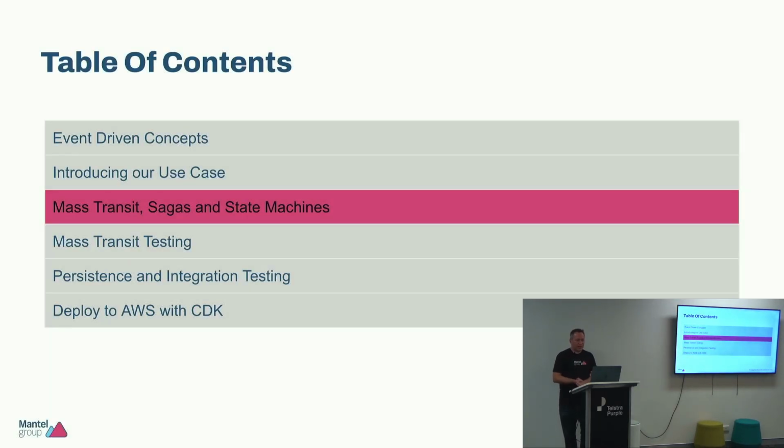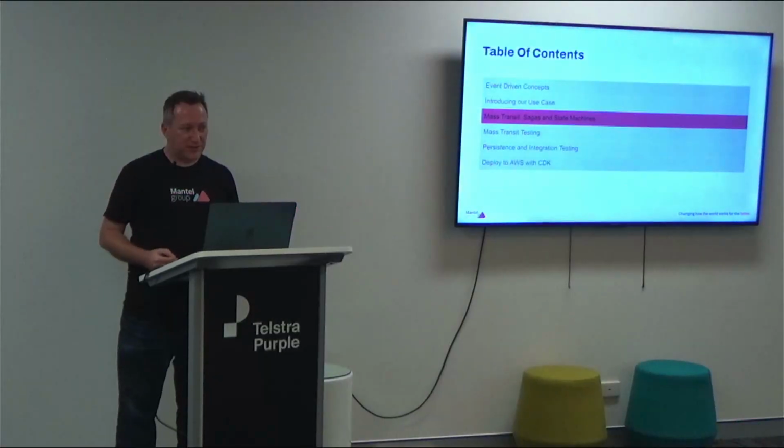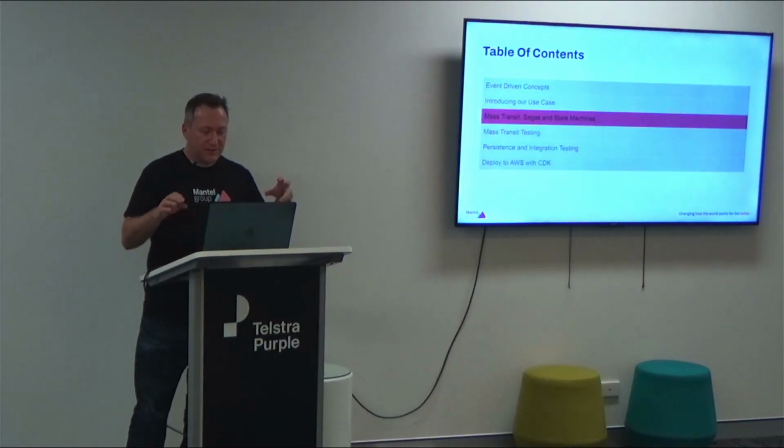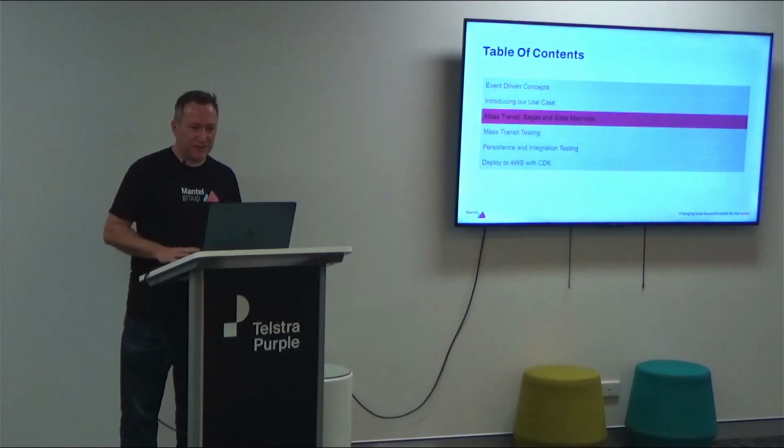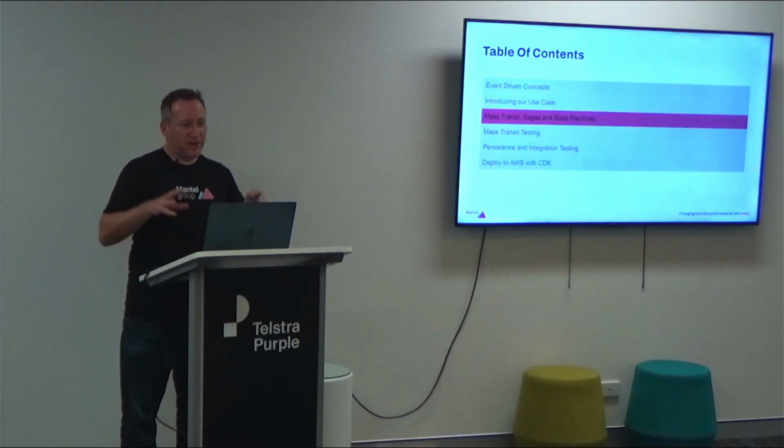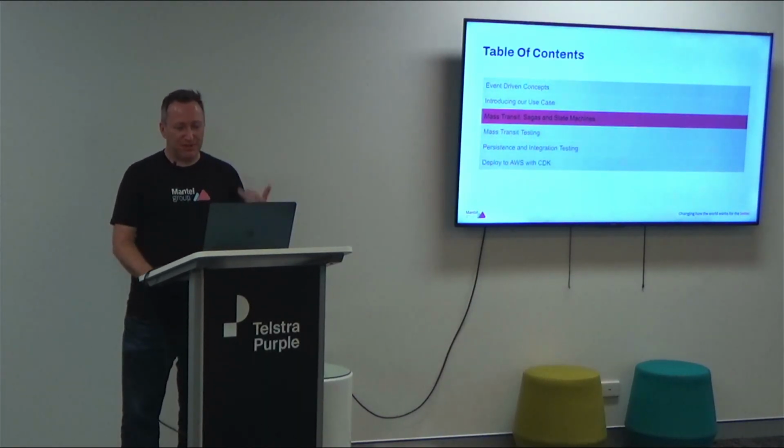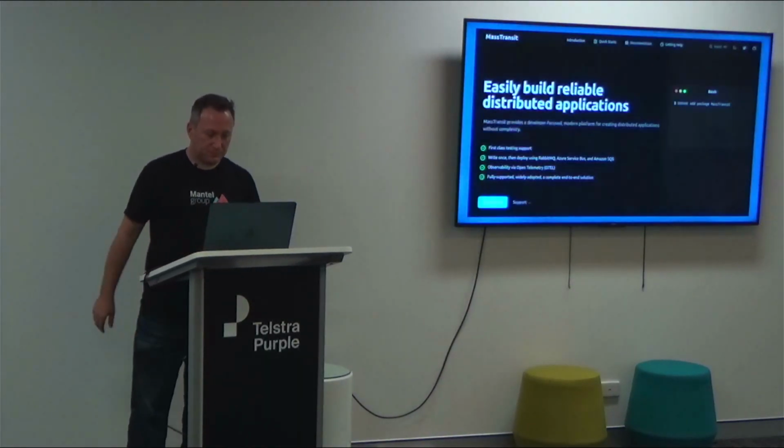So that's our use case. We're going to build a game. We've seen all the different states we can build. We've seen all the different events. We've laid out our use case. So the next topic, we're going to look at the MassTransit library and show how we can use this library to build this application we've just spec'd up.